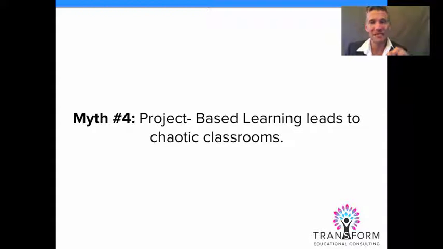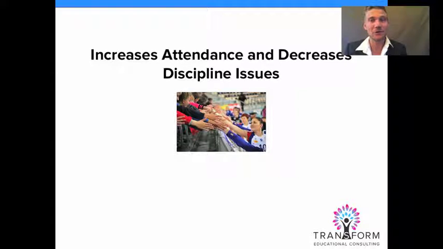Myth 4, project-based learning leads to chaotic classrooms. We all have that vision of the chaotic classroom where we set students loose, we haven't set forth clear learning goals and clear learning objectives, and students are hanging out the windows. I've had the nightmares before. I'm here to assure you that's not going to happen with a well-designed project. In fact, it's actually going to increase your attendance and decrease your discipline issues. And there's a difference between a chaotic classroom and an engaged classroom. Students in an engaged classroom are going to be working at various tasks, and it's going to feel a little different, but it's actually going to increase their participation and increase your ability to connect to those students.